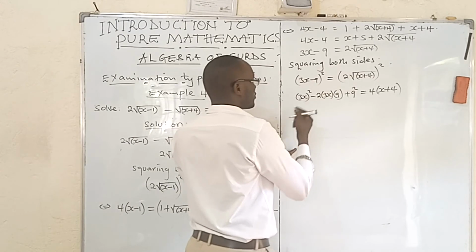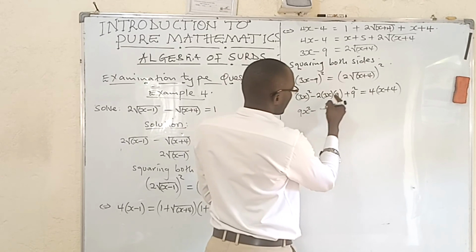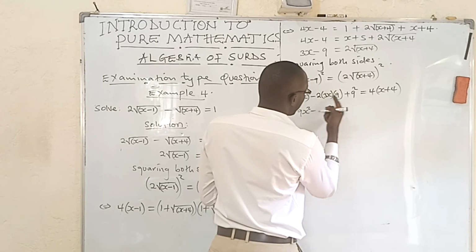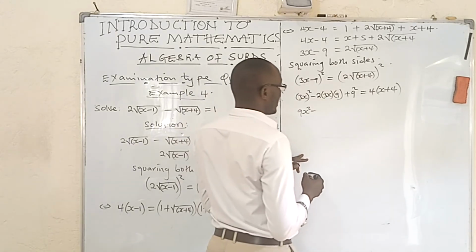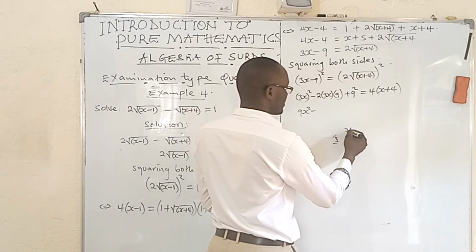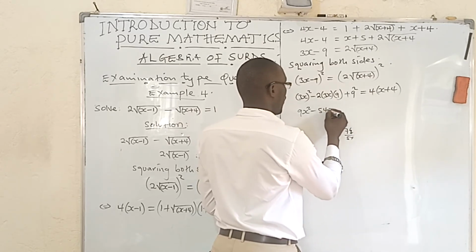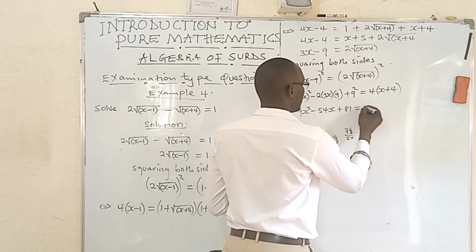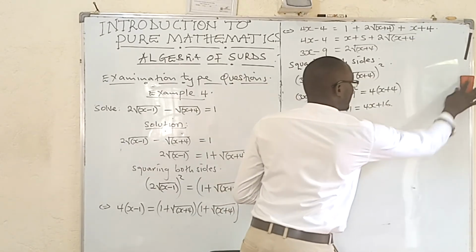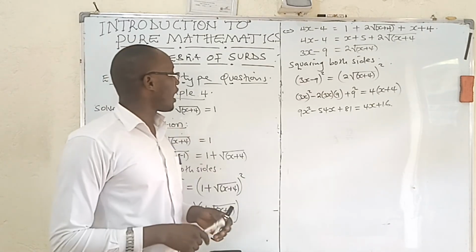Very interesting. So when we simplify this, we shall get 9x squared, then minus 2 times 3, that is 6, or we can multiply 2 times 9, that is 18. So 18 times 3, that is 54. So minus 54x, then plus 81 is equal to 4x plus 16. Now it is running to a quadratic expression. Which quadratic expression? We can simplify very well.